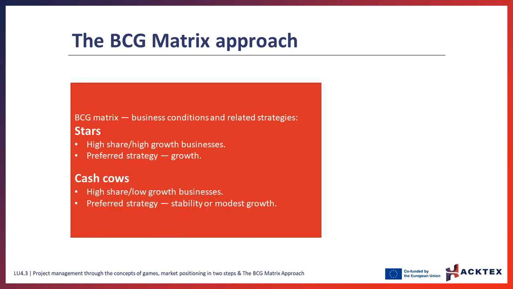First come the stars, with high share and fast-growing businesses. Then the cash cows, with high share but low growth. In both of these, the strategy that will be chosen is based on the needs of the firm. In the case of stars, it is preferred to grow the business more, since it is profitable, whereas in the cash cows, a firm can choose either to keep the stability of the cash flow or modestly grow the market.